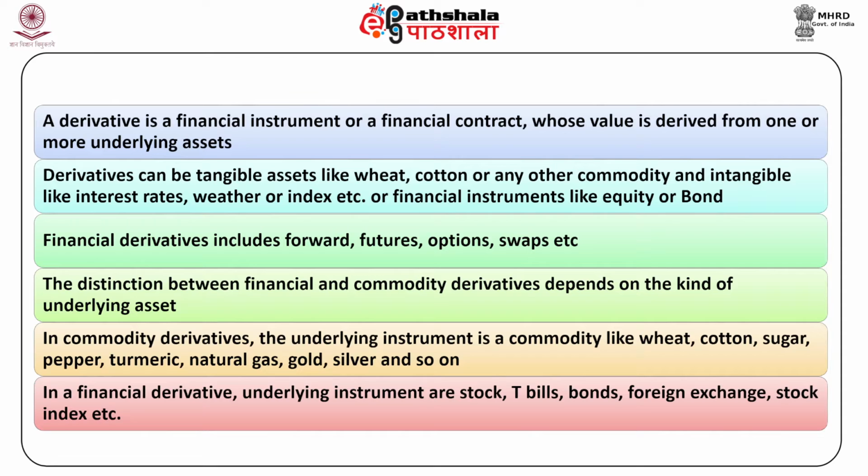Derivative market originated in the commodity in USA primarily for price discovery and hedging for agriculturists. Later on, the market for financial derivatives like stocks, bonds, currencies developed.